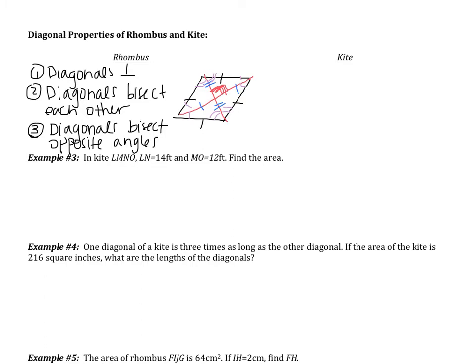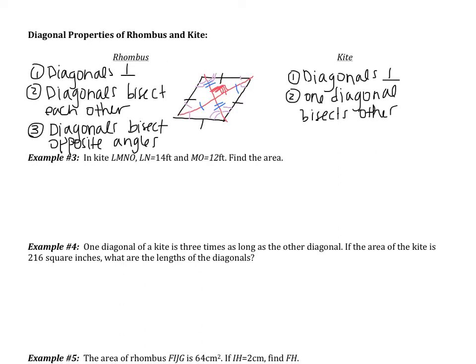Now onto a kite. Diagonals are still perpendicular. Second property is that one diagonal bisects the other diagonal. So only one diagonal is bisected, the other one is not. And then one diagonal bisects the opposite angles. So these properties are definitely a little more difficult because they only apply to one diagonal each.